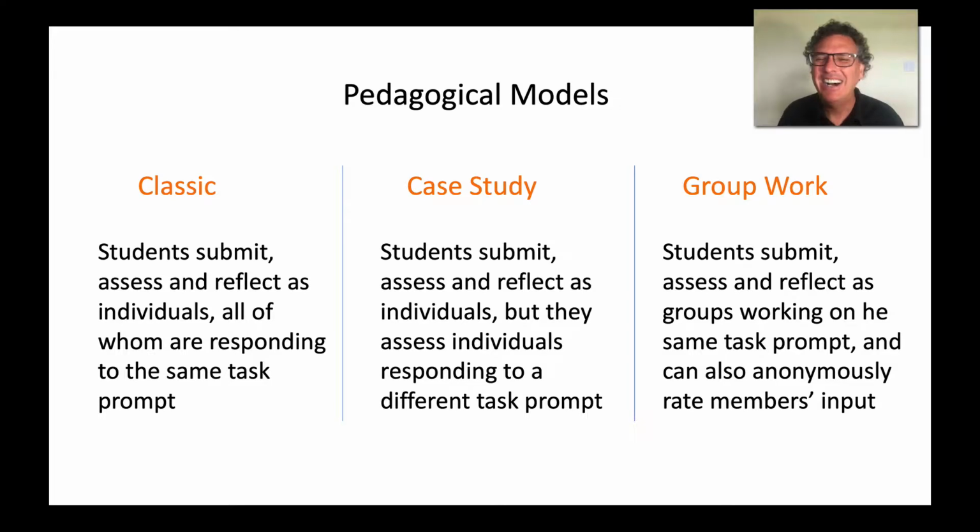The third one is group work. In the group work case, students submit as a group, they assess as a group, they reflect as a group, so they're doing all their work as a group. But critically, at the end of all of that, they also assess the individual contributions of each group member. And this is done anonymously. So if you're in one of these groups, you know that at the end, everybody else in the group is going to assess your contribution to the project.